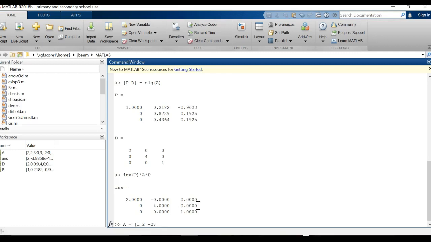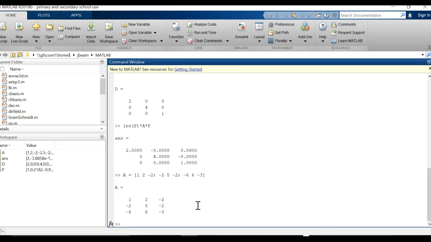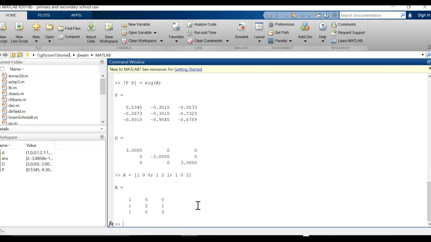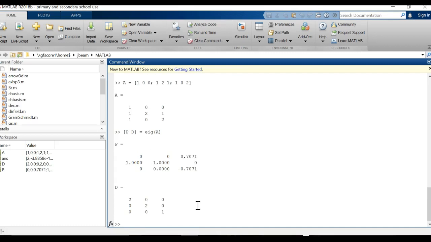All right, so number 3, similar process. 1, 2, -2, -2, 5, -2, -6, 6, -3, right? So [P, D] is Eig A, and there you go. There's the P matrix and the D matrix with the 3 eigenvalues. I think we have one more of those. So let's do 4. You have A is 1, 0, 0, 1, 2, 1, 1, 0, 2. Okay. And then we go [P, D] is equal to Eig A, and we get back the P matrix that we need and the D matrix that would result from doing the diagonalization. All right, so this is a form of decomposition that reveals the eigenvectors and eigenvalues of a particular matrix.